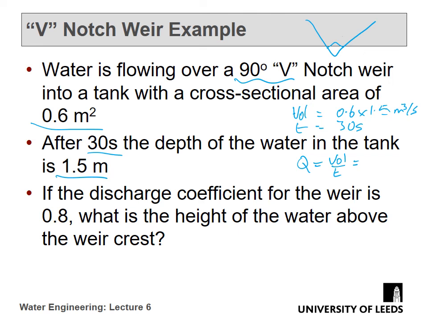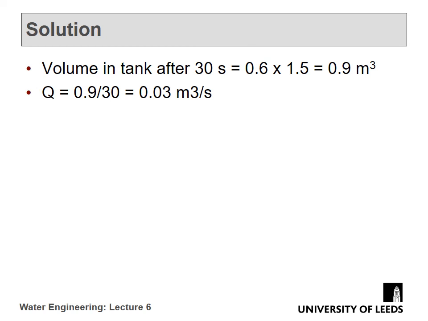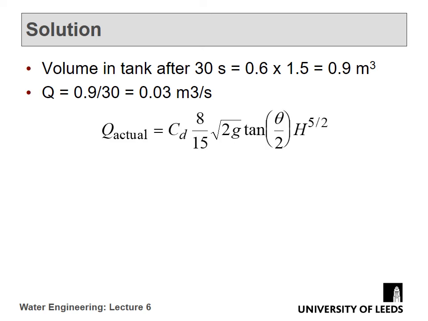If the discharge coefficient of the weir CD equals 0.8, what is the height of the water above the weir crest? Well, we've got that V-notch weir equation, and we're going to apply it. Here's our calculation for the volume and the flow rate: 0.03 meters cubed per second. Our weir equation, with CD of 0.8.